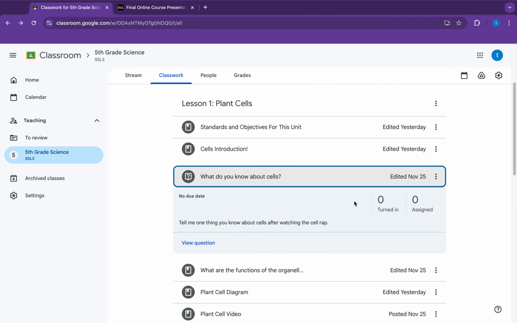Directly after that, there is a discussion post. It's the very first thing. It asked them what do they know about cells, but I gave them a little precursor. If they need to, they could go back and watch the video, but I just need them to tell me one thing they got out of the cells video, that they learned when it came down to cells.